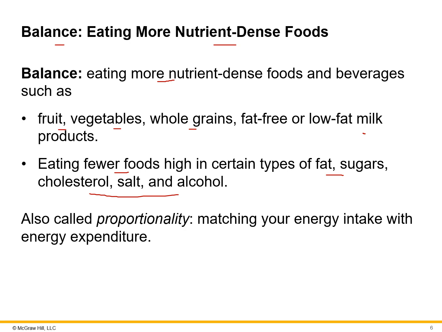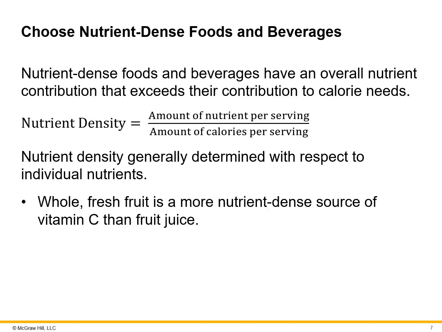Balance is also referred to as proportionality. So you may hear eat a more proportional diet or a well-balanced diet. That's what it's talking about: getting plenty of foods from that first group, decreasing the amount from the second group. And then, of course, matching your energy intake with energy expenditure. So if you have a more sedentary lifestyle or job, you don't need as many calories as if you have a very active lifestyle.